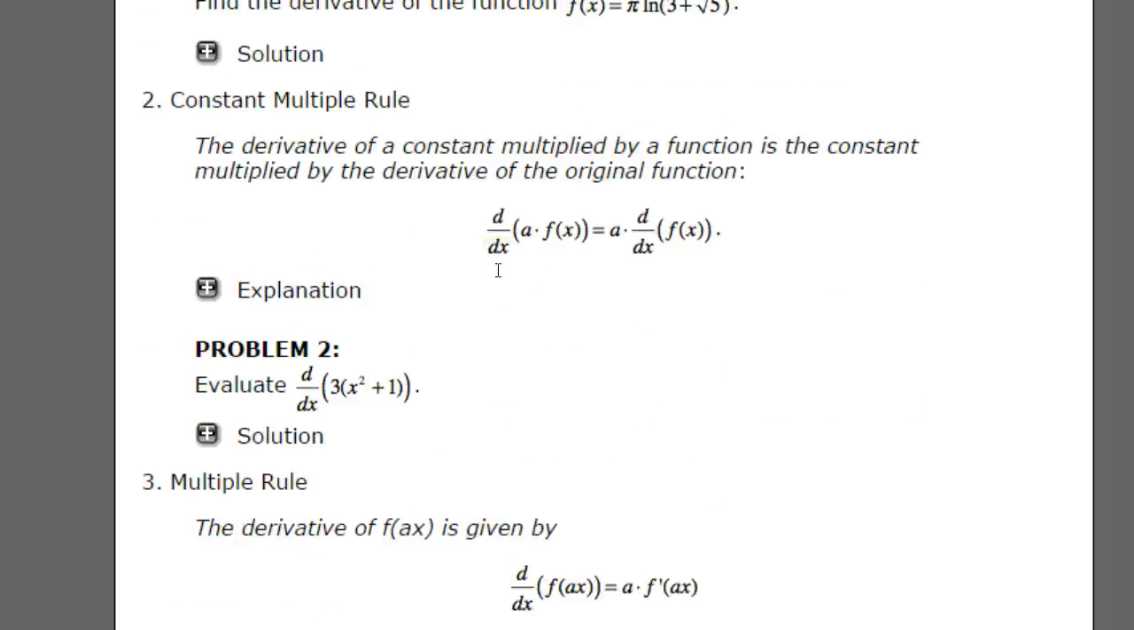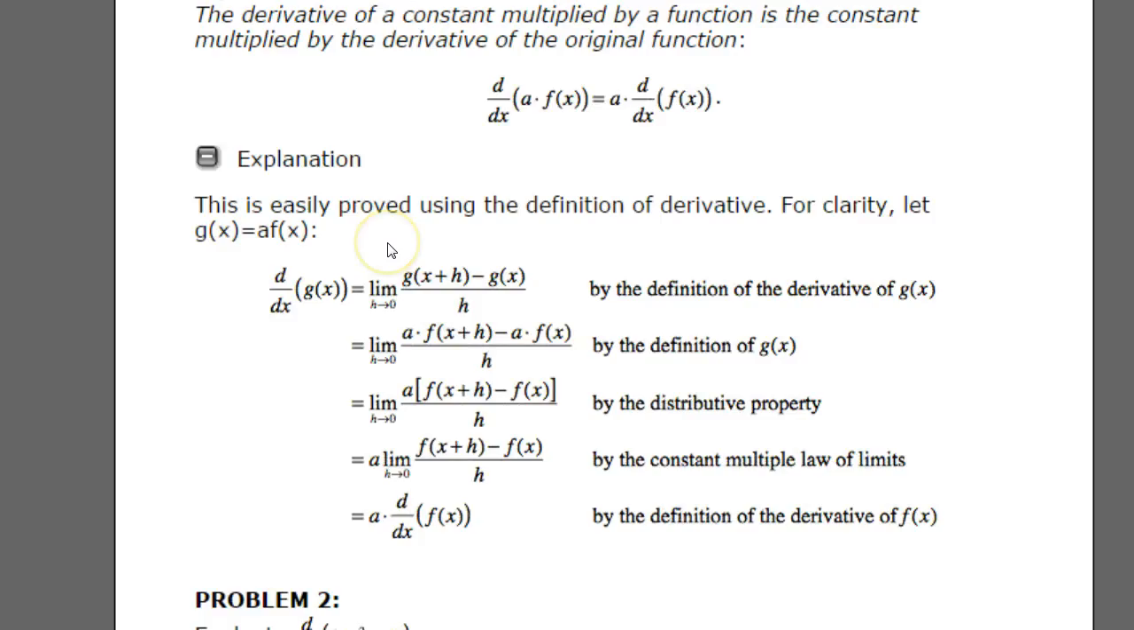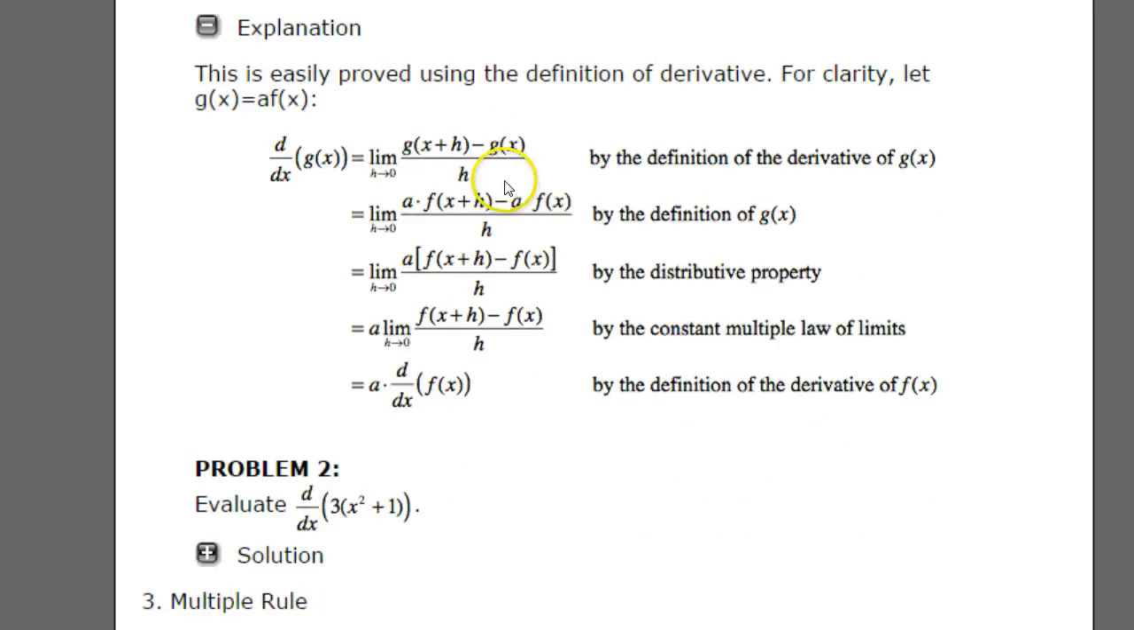Okay, now the constant multiple rule. Alright, the derivative of a constant multiplied by a function is a constant multiplied by the derivative. Makes pretty much sense. So what you're going to see is a lot of the times I'm going to take this constant, move it out front, and then do the derivative of the function. Now this is easily provable by using the definition of the derivative or the difference quotient.